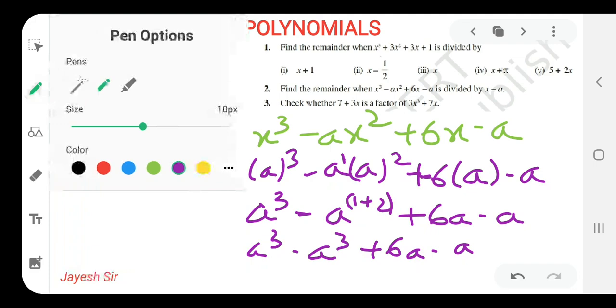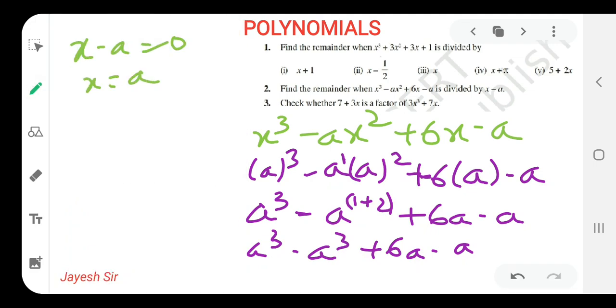Now from this, a cube minus a cube gets cancelled, and 6a minus a gives the remainder as 5a. Our answer is 5a. I hope you all are able to understand it properly.